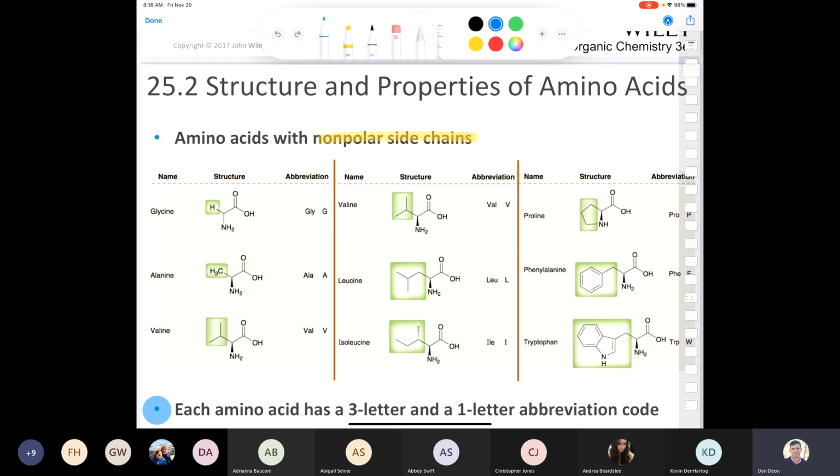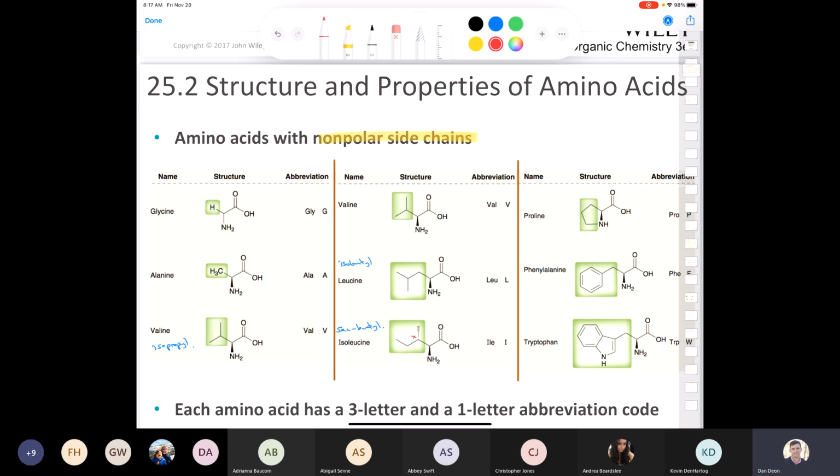If I have a methyl group, CH3, it's alanine. If I have an isopropyl, then I have valine. I remember that because it kind of looks like the letter V. So valine is an isopropyl. I have valine repeated here. If you go to the next one, this is an isobutyl. When you have an isobutyl chain, that's leucine. When you have a sec-butyl chain, here it gets confusing, it's called isoleucine. You also notice that there's a second chiral center here, right?